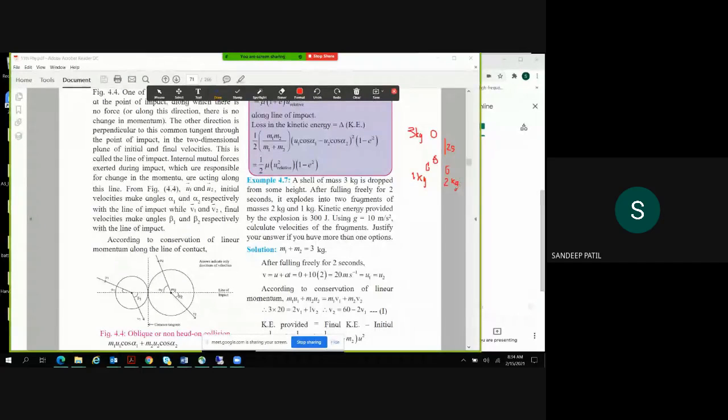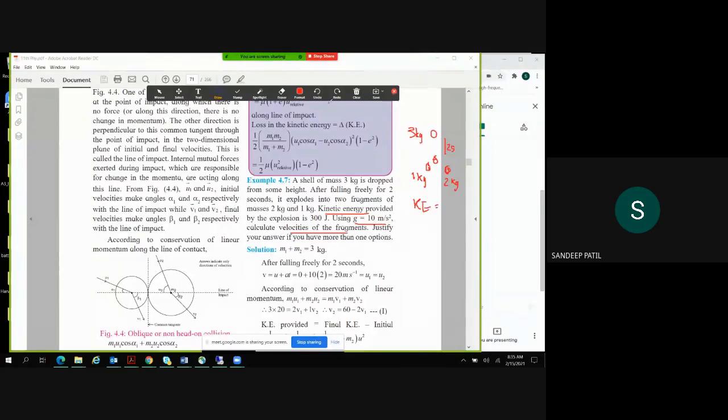For any problem, we have to put all the information together first, and from that try to get the unknowns, right? So right now they have provided this information. Then the kinetic energy of explosion is 300 joule, and using g as 10 meter per second square. Calculate the velocities of the fragments. So we have to calculate the velocity of these fragments, right?